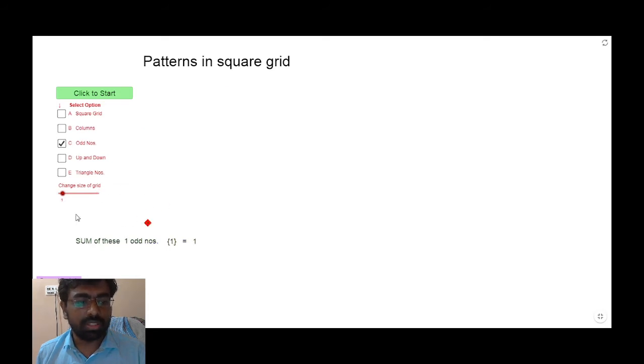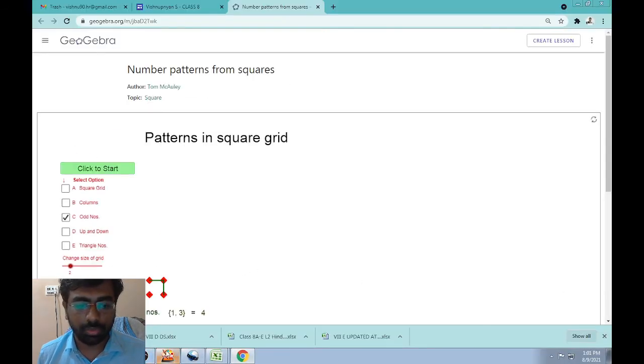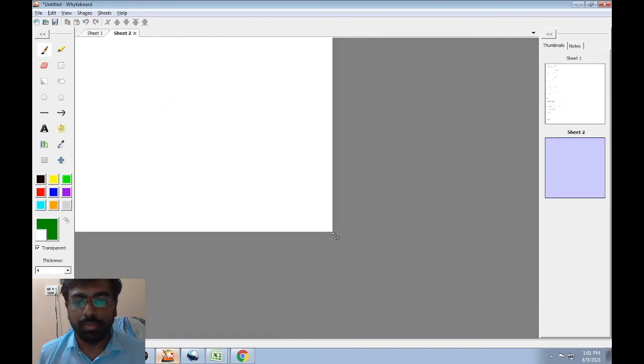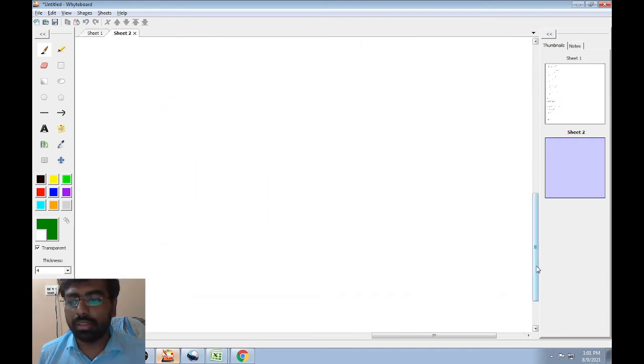Next, odd numbers. The sum of the odd numbers, you know how it is done. If it is 1 square, then it's 1. I'll make it on the whiteboard so that it will be easy for you, on a new sheet. Generalizing number pattern is the next experiment in which we are going to understand the different patterns by which it is being explained, right?